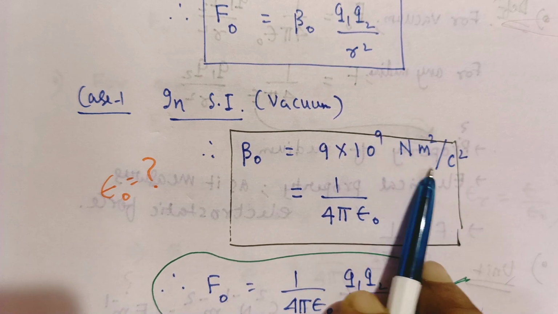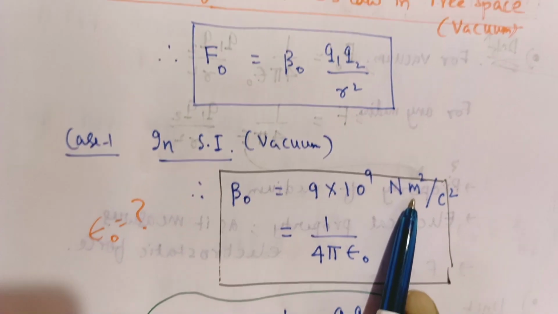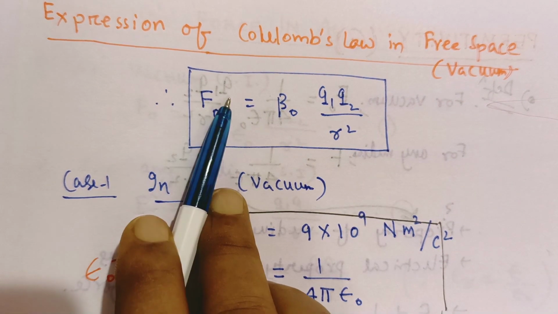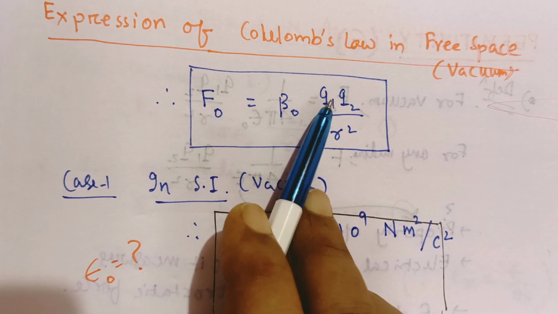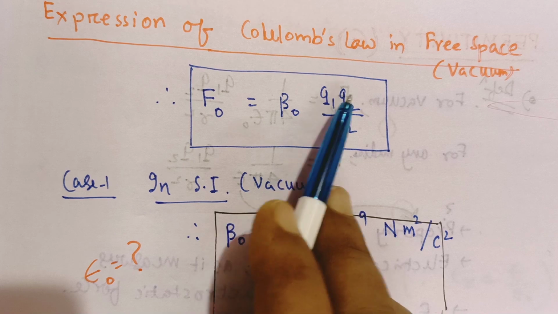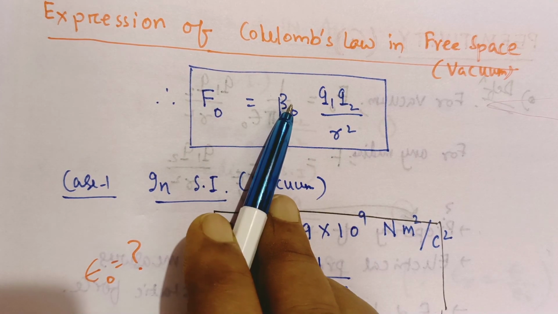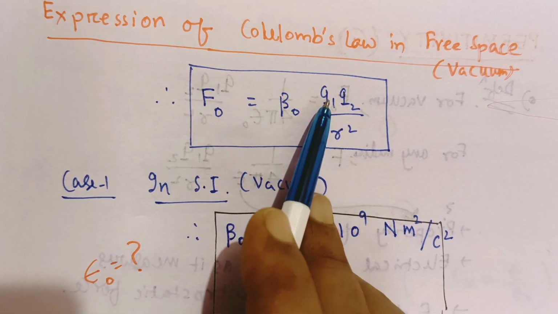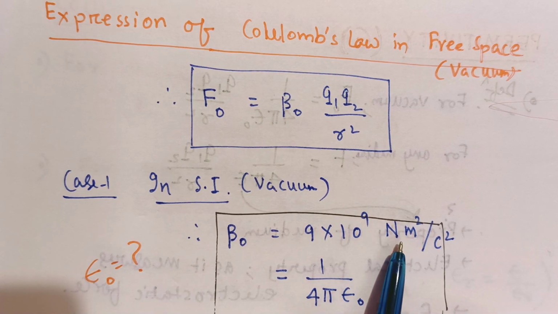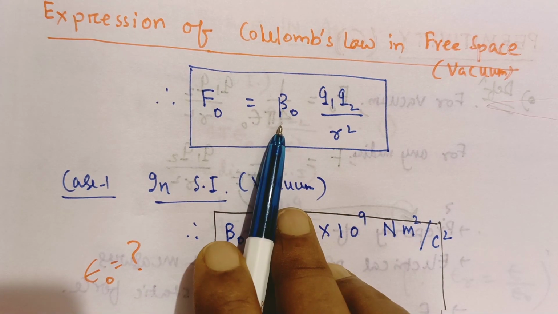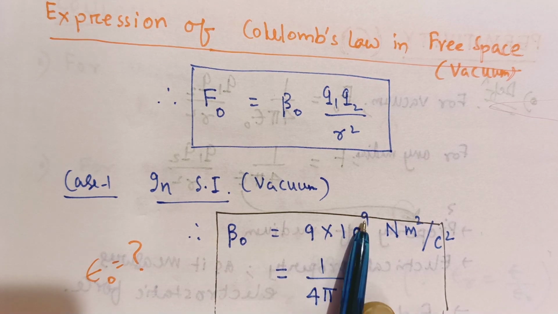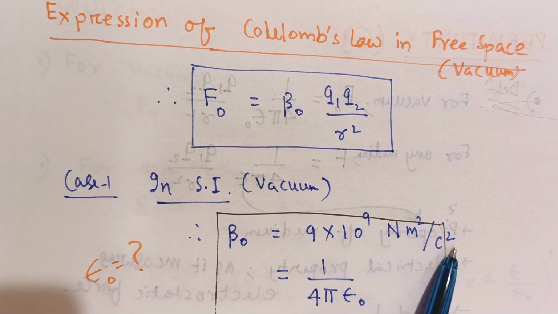The unit, if you do not remember, no matter, it comes from the formula also. You see the formula for the unit of beta 0. R square is multiplied here, Newton, and r square gives meter square. Q1 and Q2 come here, Q1 in Coulomb, Q2 in Coulomb. So the unit of beta 0 in SI is Newton meter square divided by Coulomb square. If you forget, there is no matter, you can come to this formula and get the unit. So the value of beta 0, the proportionality constant in the SI system, is 9 into 10 to the power 9 Newton meter square per Coulomb square.